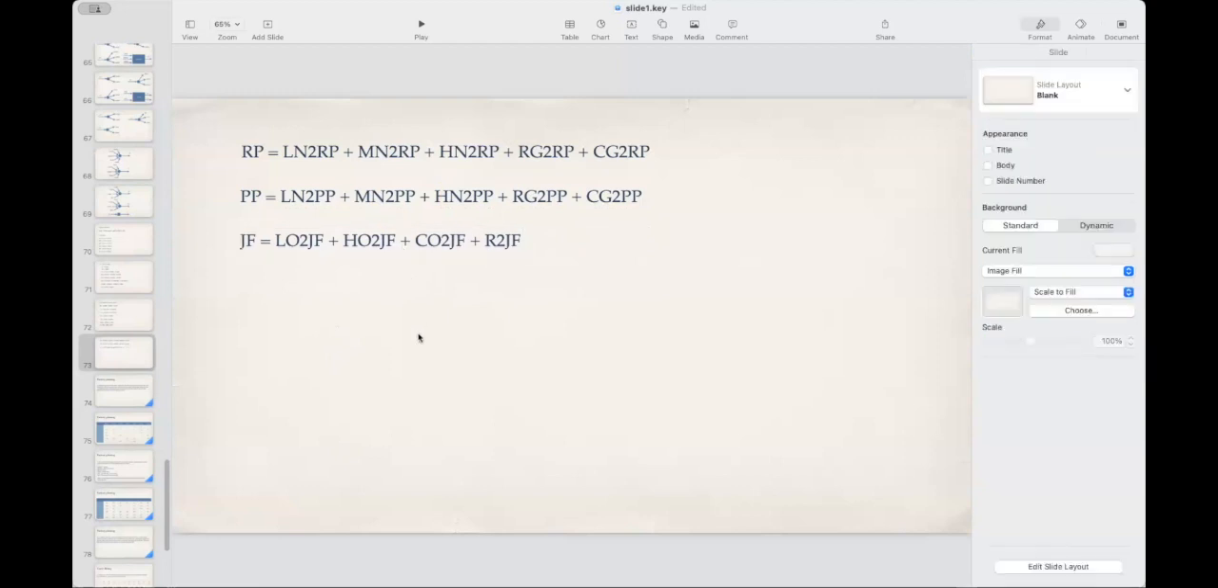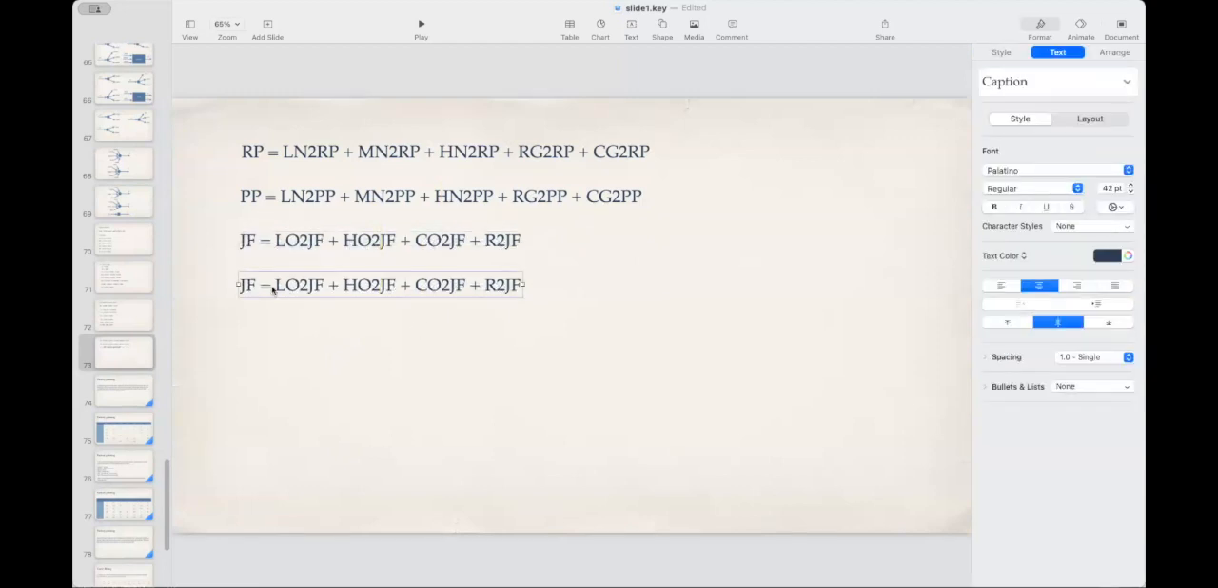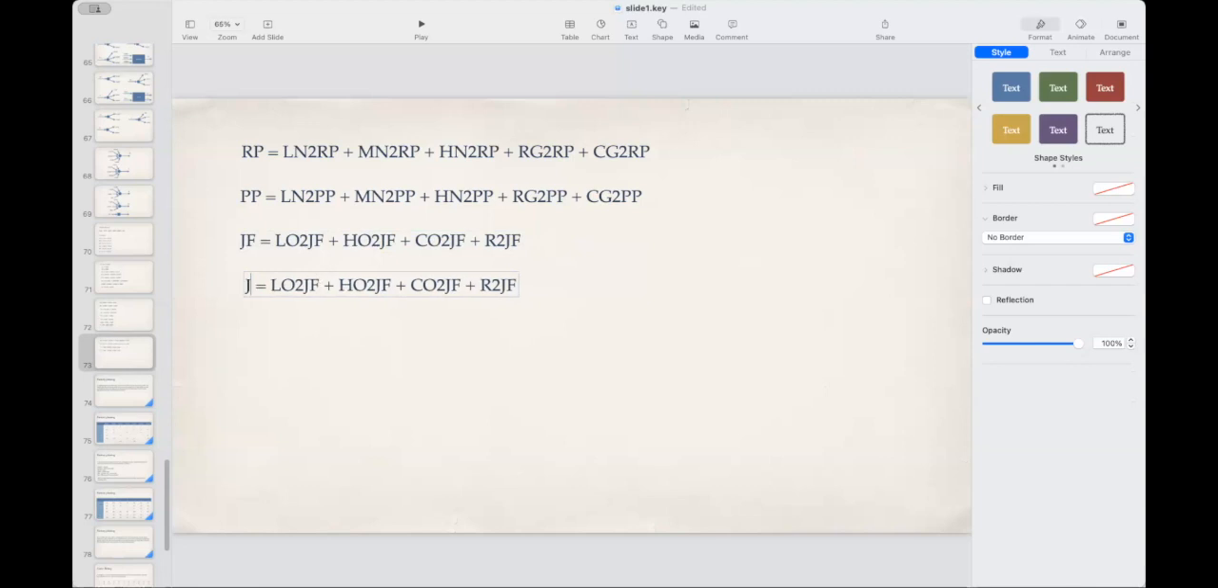The same applies to FO: LO to FO, HO to FO, and CO to FO, and R to FO. Okay.